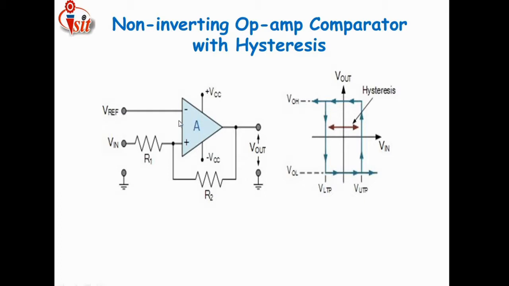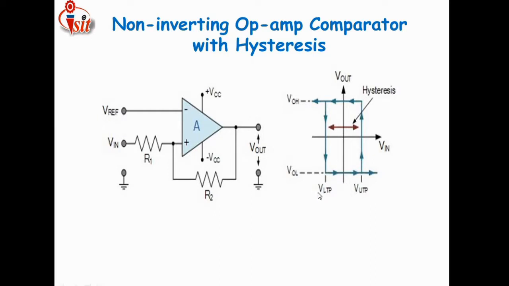And the reference voltage is connected to the negative terminal of the op-amp, and the output introduced here by using hysteresis is nothing but the hysteresis loop, which is in a circular direction. That is, UTP is the upper trip point, LTP is the lower trip point. And what is the value of UTP? We know very well, plus beta into VCC, and for the lower trip point, what is the value?